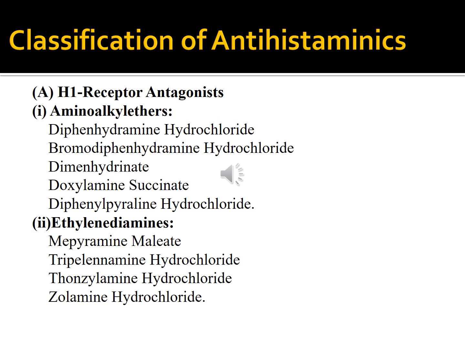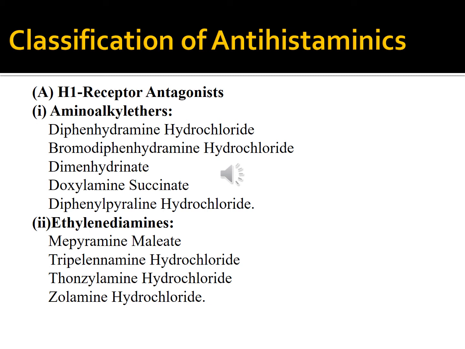The first category is amino alkyl ethers. Examples are diphenhydramine hydrochloride, bromodiphenhydramine hydrochloride, dimenhydrinate, doxylamine succinate, and diphenylpyraline hydrochloride.